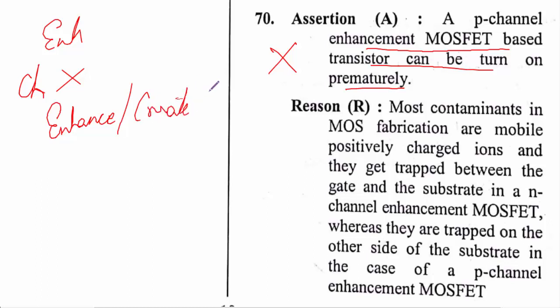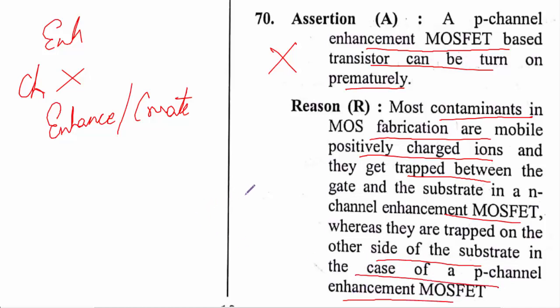So the assertion is wrong. What the reason is telling is, most contaminants in MOS fabrication are mobile positively charged ions and they get trapped between the gate and substrate in an N-channel MOSFET, whereas they are trapped on the other side of the substrate in the case of a P-channel enhancement MOSFET, they are telling. So the reason is the correct one, but the assertion is false. The option that is going to follow is D.